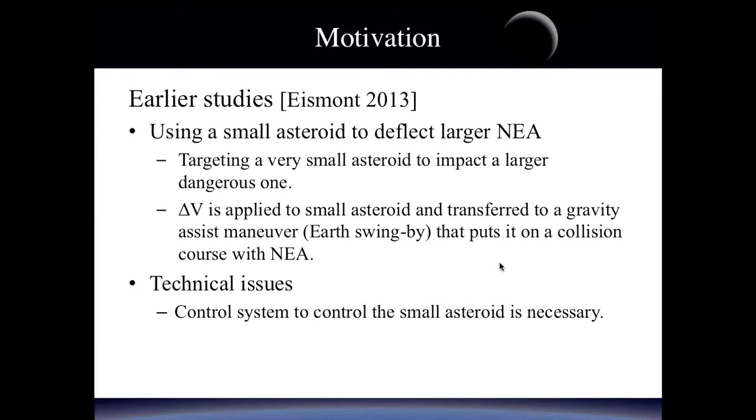Their method consists of targeting a very small asteroid to impact a larger dangerous one. Delta V is applied to the small asteroid and transferred through a gravity-assisted maneuver that puts it on a collision course with the near-Earth asteroid. However, they assume that the small asteroid is controllable.